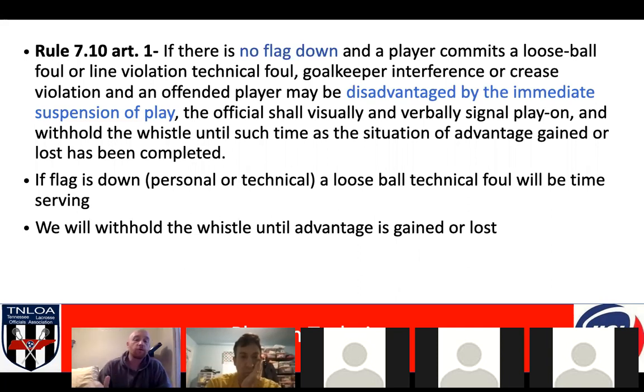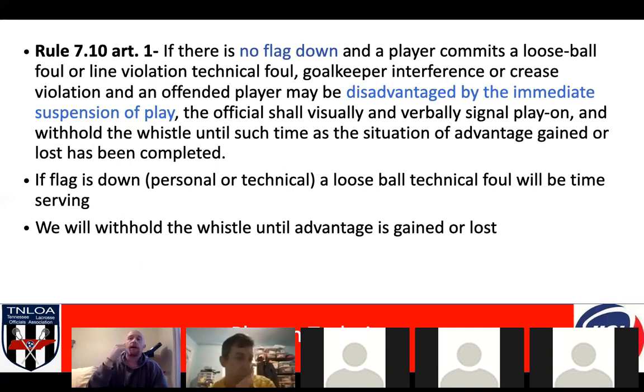We will withhold the whistle until advantage is gained or lost. That's what we're covering. And those are the main words: advantage or disadvantaged. If you always think about technical fouls in those mindsets, you will never get a technical foul incorrect. Advantage versus disadvantage. If we have a technical foul situation on the field, any type of technical foul, doesn't matter. Think of whatever you want.